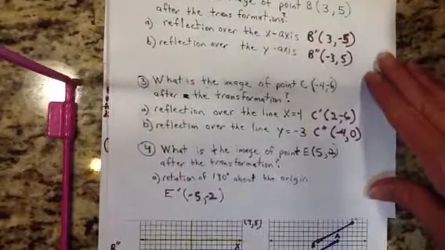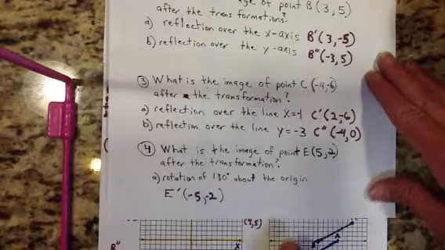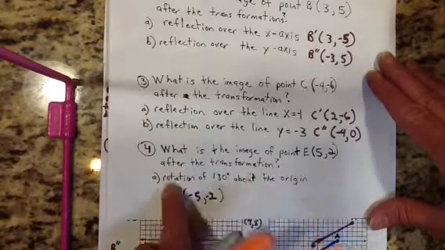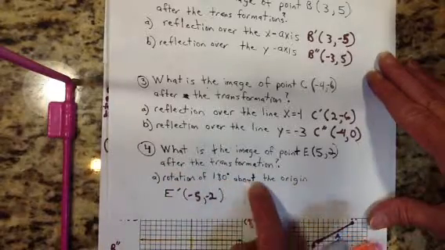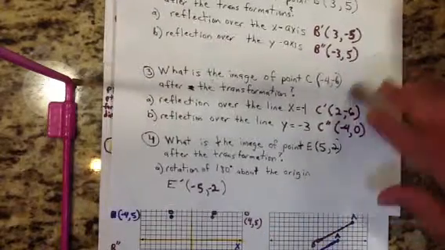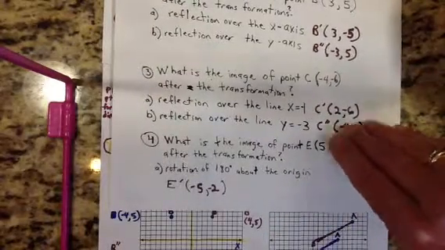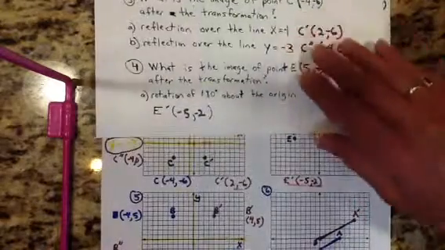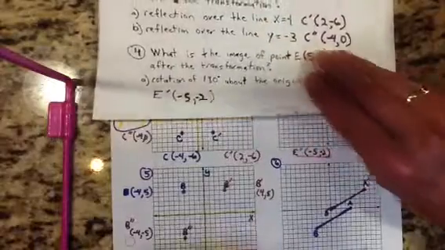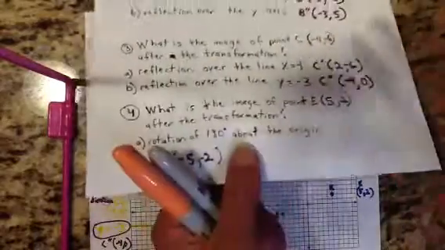Okay, number 4. What is the image of point E, which is at 5, 2, after the transformation rotation of 180 degrees about the origin? So the origin is what we call our center of rotation. Okay? And it's not always the origin, but in this book, most often it is.